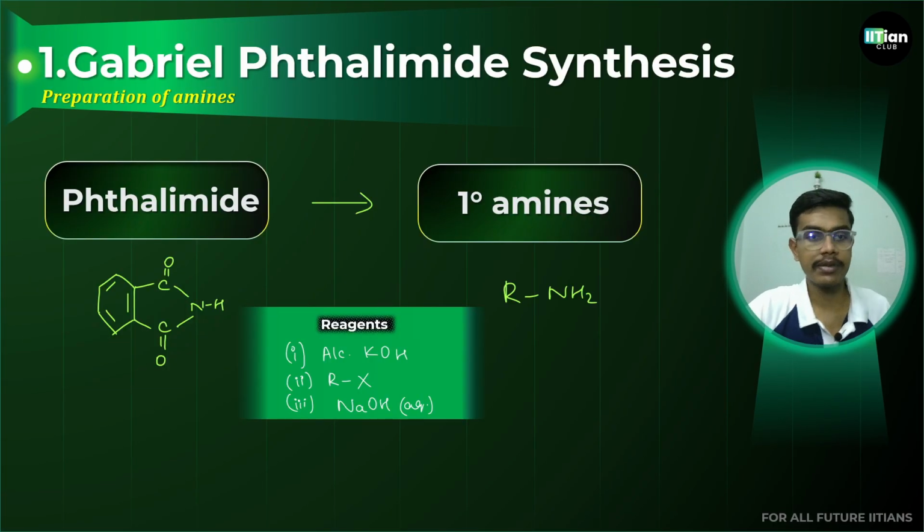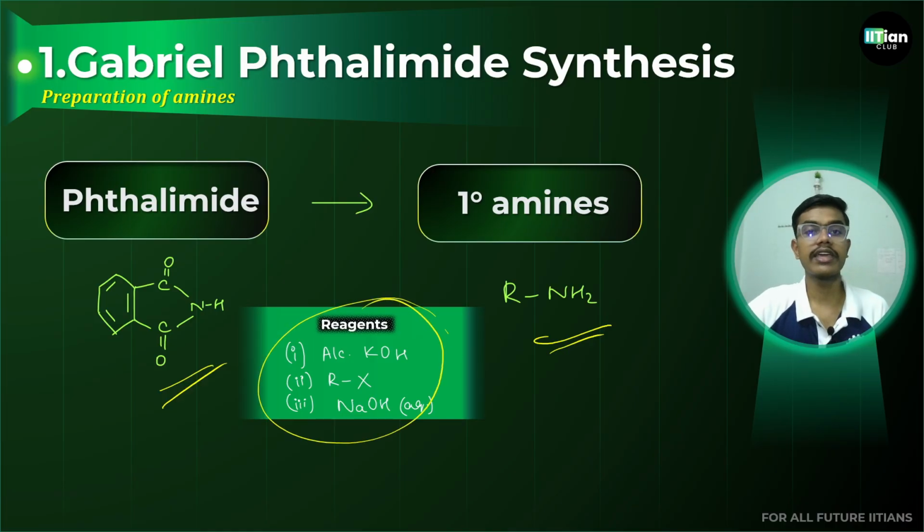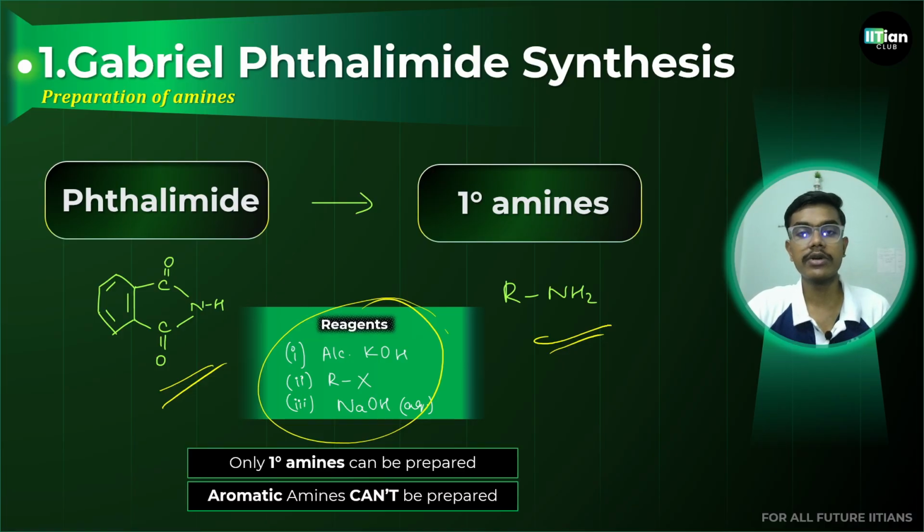And let's start with Gabriel phthalimide synthesis. This is the preparation of amines from phthalimide. You get 1 degree amines like this, and the reagents are alcoholic KOH, alkyl halides, and at last you will have water, aqueous NaOH. And only 1 degree amines can be prepared, and aromatic amines cannot be prepared. We will see why in the mechanism.